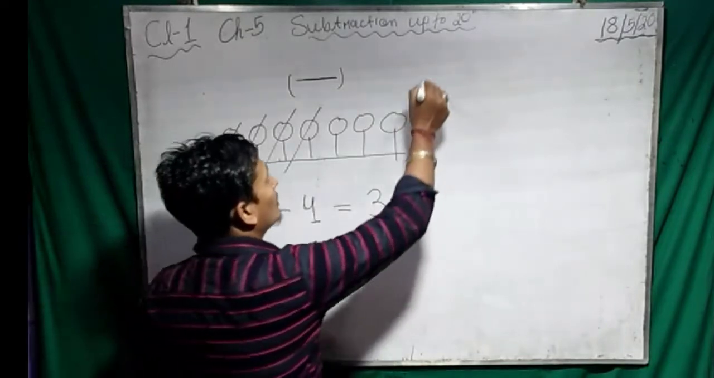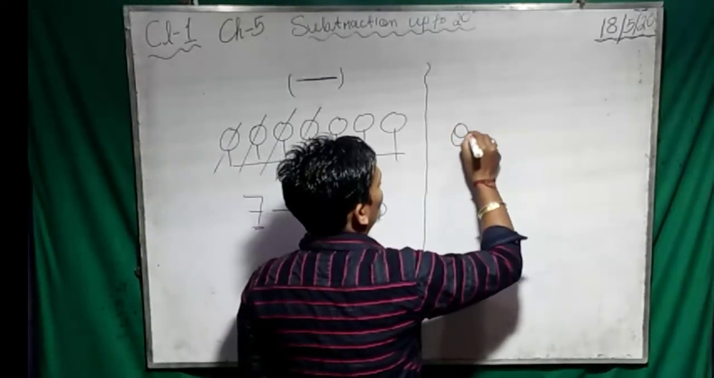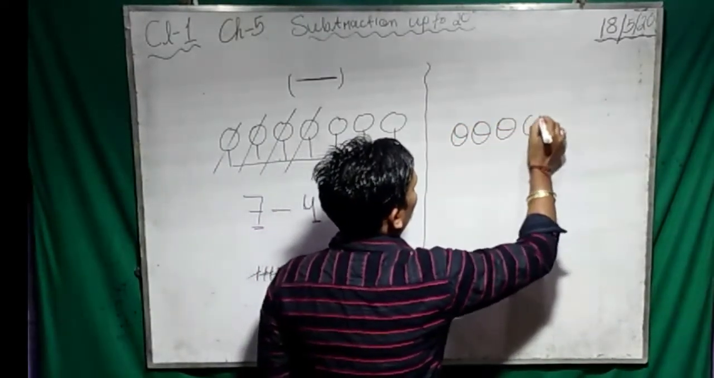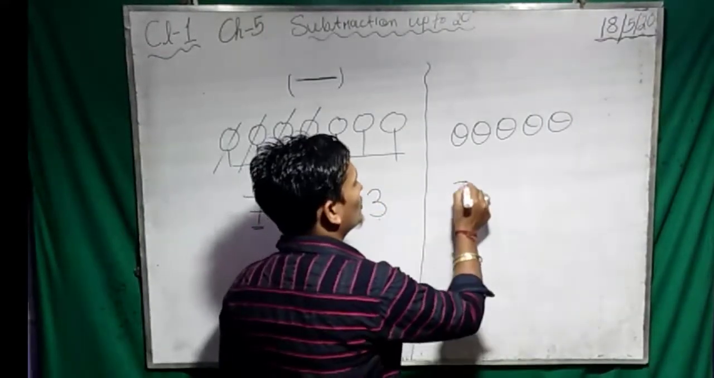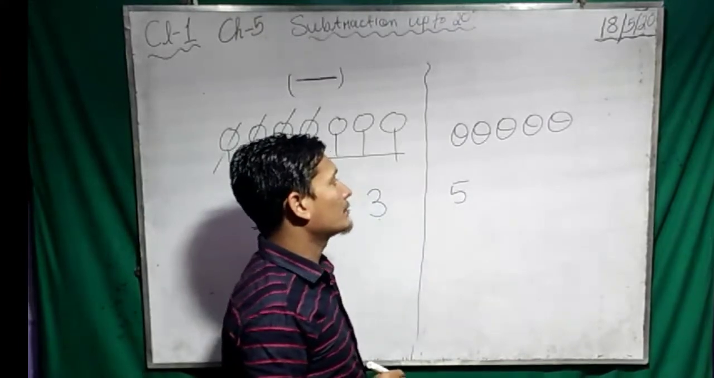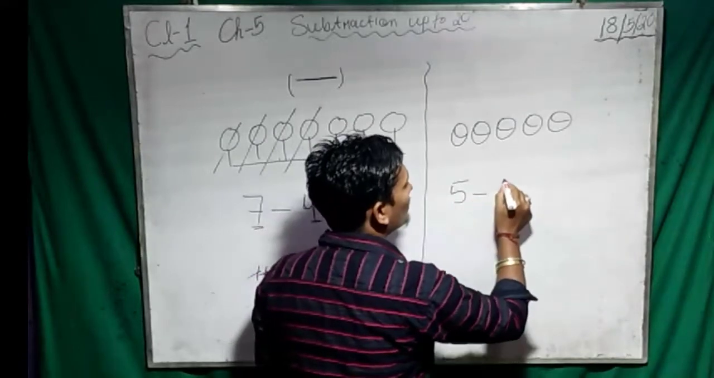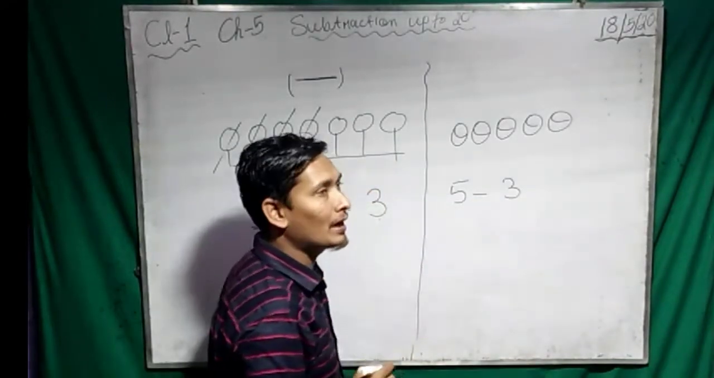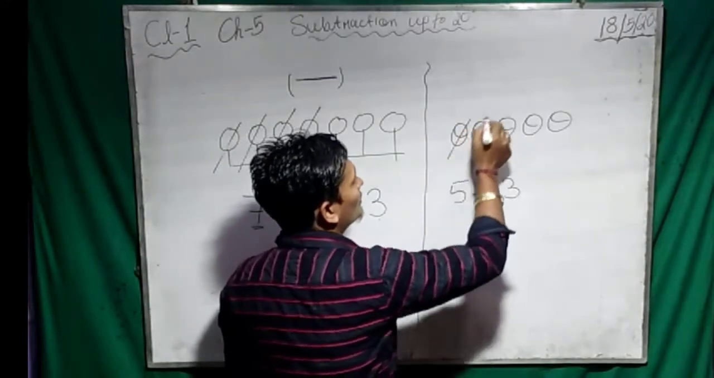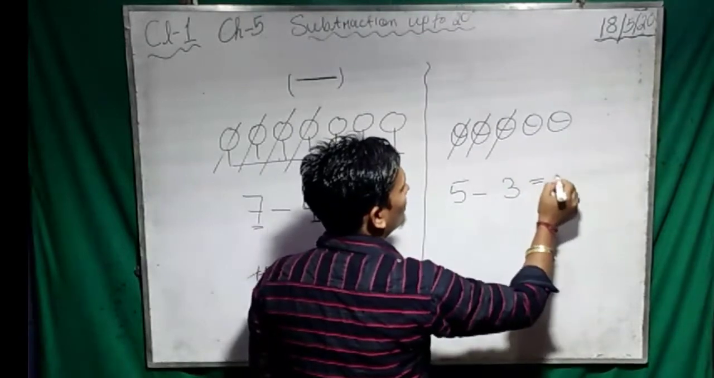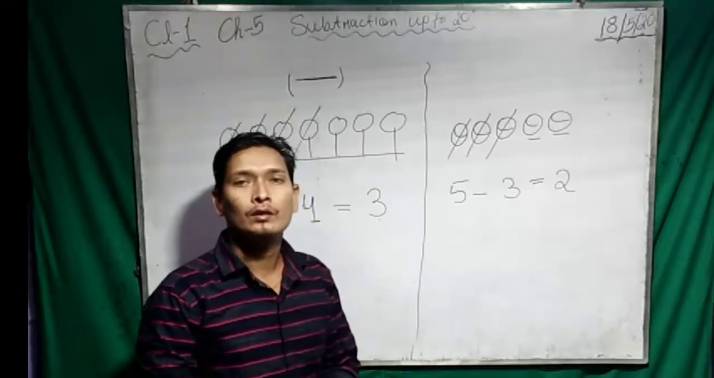Now again one more. Suppose I have 5 bowls. How many bowls I have? 5 bowls. And I gave 3 bowls to my friend. How many bowls I gave? 5 minus 3, because I have to cut 3. Why? Because I gave 3 bowls to my friend. So 1, 2, 3. So what is the answer? How many bowls left? 1, 2. So this is the way to do subtraction.